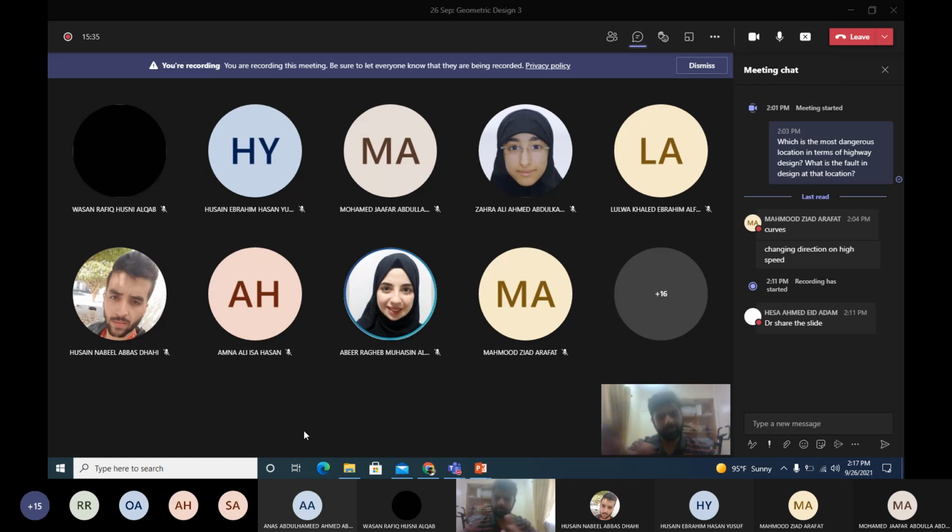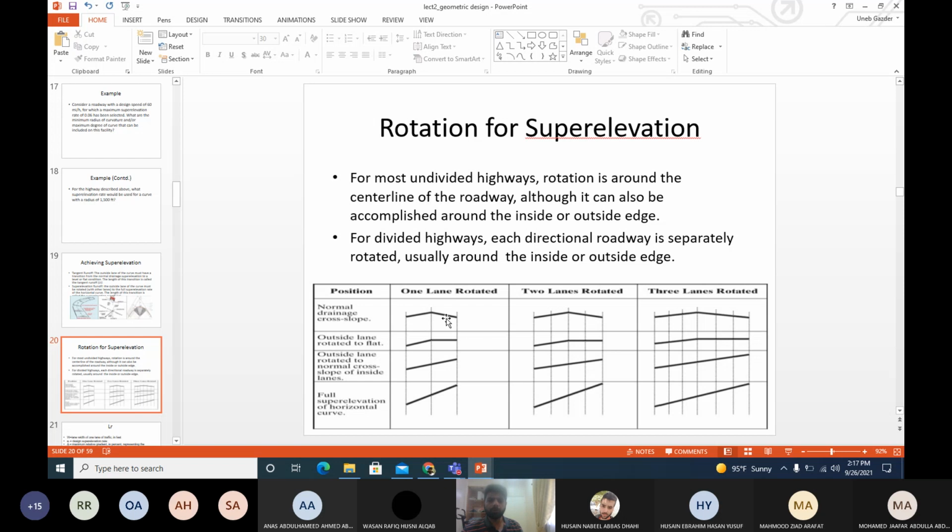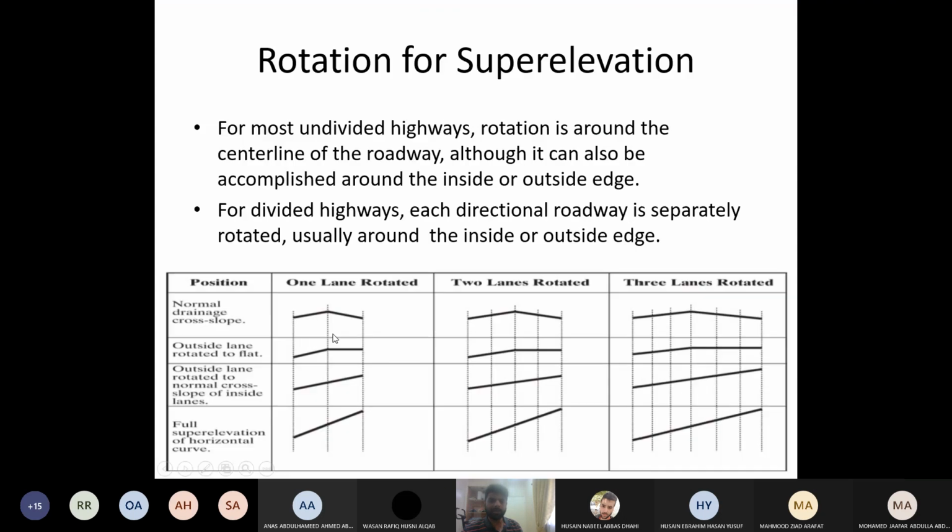Okay, so I want you to see my hands as well. Now, what do I mean by rotation around the center line? For example, this is the center line. From here to here, you can see the outside edge is now flat. From here to here, the outside edge is now flat.